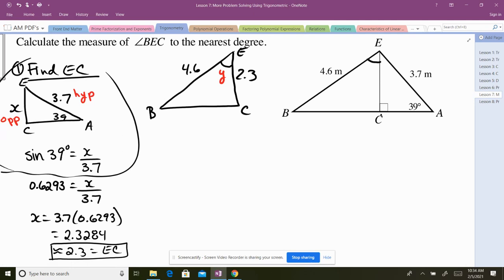What do I do now? Label. What sides do we know? Yeah, that would be opposite. There you go. That's adjacent, and this is hypotenuse. So we're using adjacent and hypotenuse, which tells us we're going to use cosine. So cos of y is equal to the adjacent, 2.3, divided by the hypotenuse, 4.6.